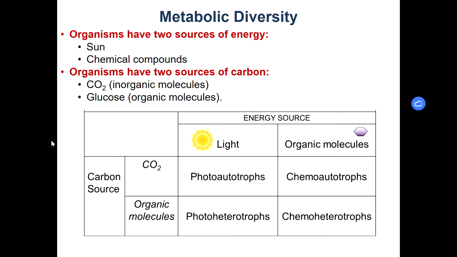CO2, you're a photoautotroph. If you use light and organic molecules, you're a photoheterotroph. If you use chemical compounds for energy and CO2 for carbon, you're a chemoautotroph. And if you use organic molecules for both energy and carbon, you are a chemoheterotroph.